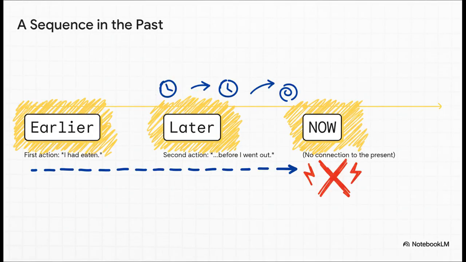And this timeline shows the difference perfectly. See how now is way off to the side, totally disconnected? We're living entirely in the past here. We have 2 points in the past. For example, I had eaten before I went out. The eating happened first. That's the earlier past. Then the going out happened. The past perfect just puts those two events in the right order for us.